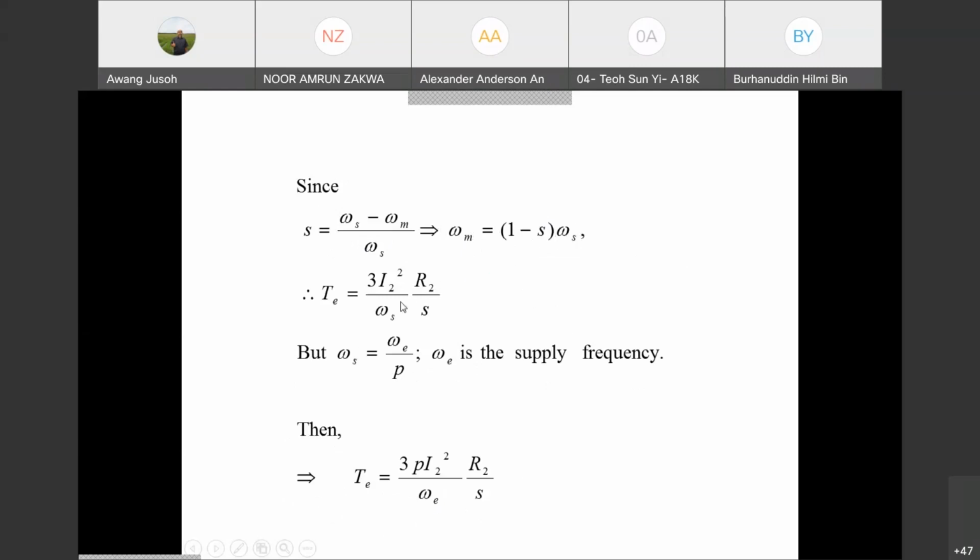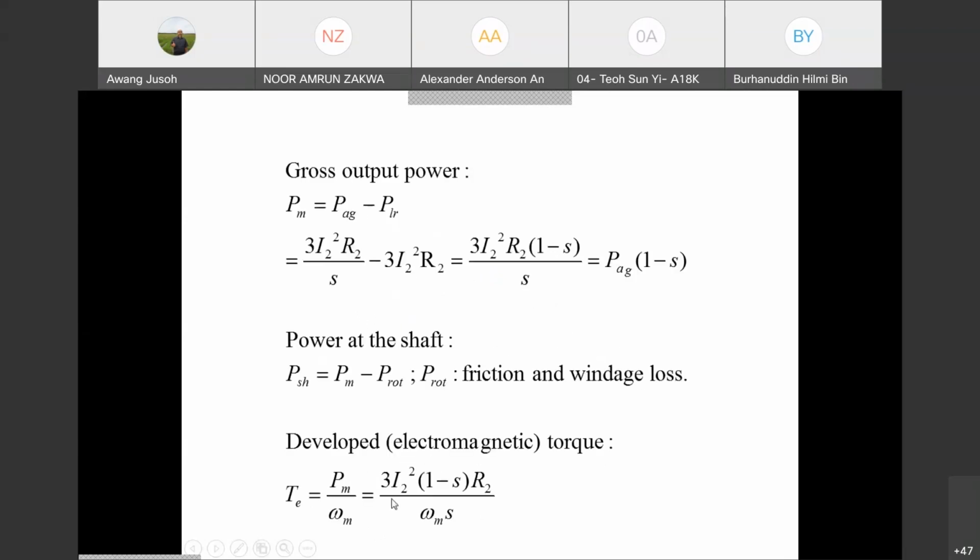Then we can have the torque equation like that, which equals P_AG. I2 squared R2 over s is P_AG over omega_s, same as we did before. So torque equals 3 P_AG divided by omega_s, or 3 omega_M.